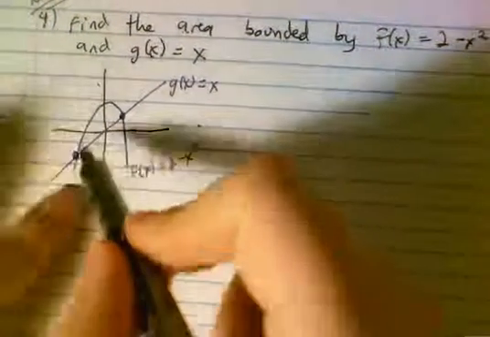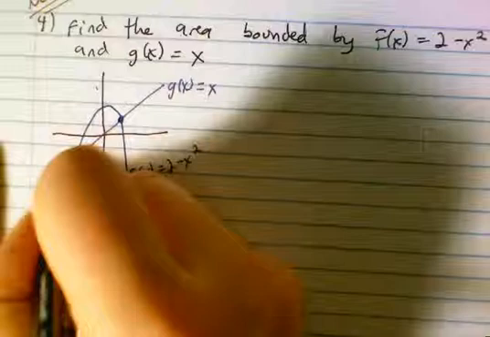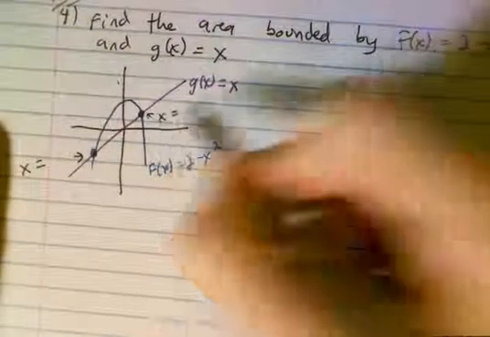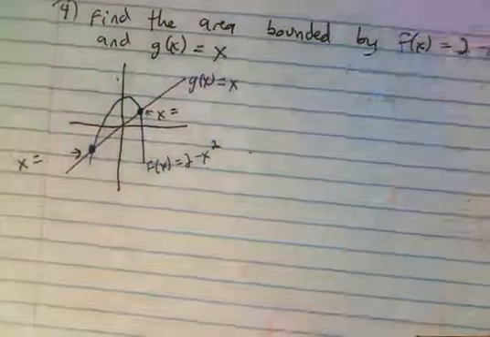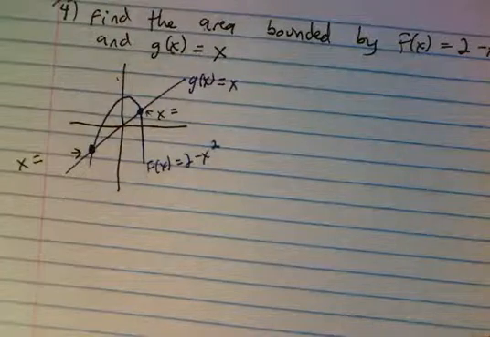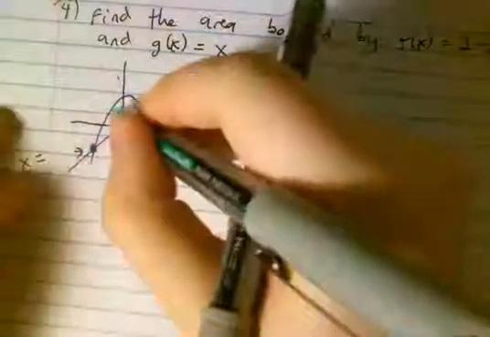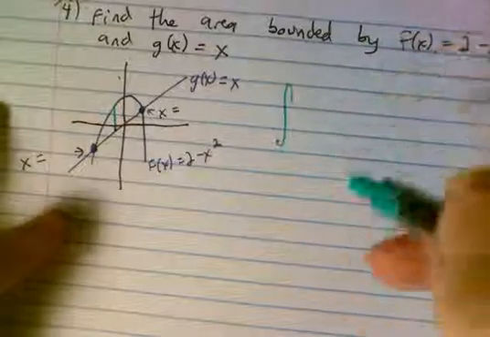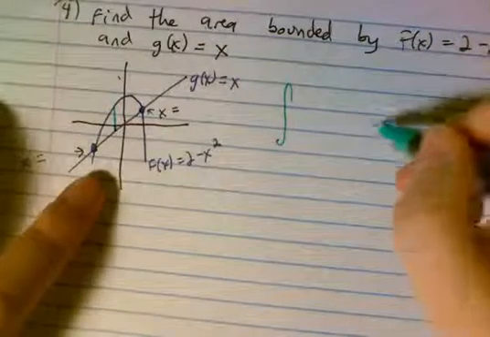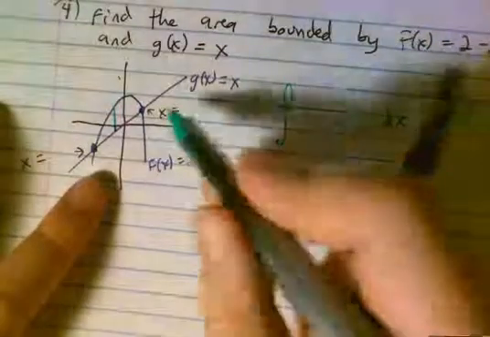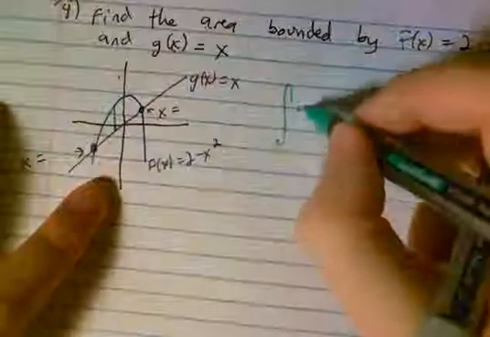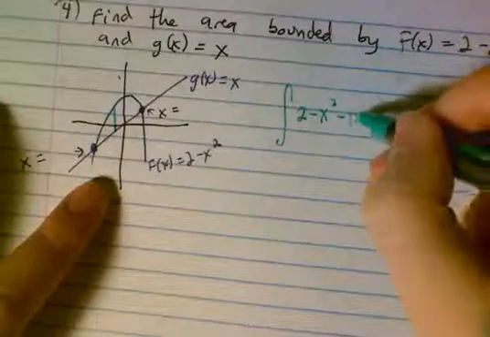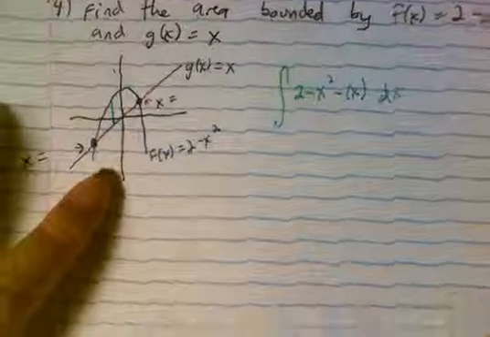Now, as soon as we figure out what these numbers are, so whatever x equals over here and whatever x equals over here, we can put them into our bounds. Here's our representative rectangle. We don't know what those bounds are yet, but we do know that we're going to have a dx. We do know that f of x is on top, so that's 2 minus x squared minus g of x, which is just plain old x.